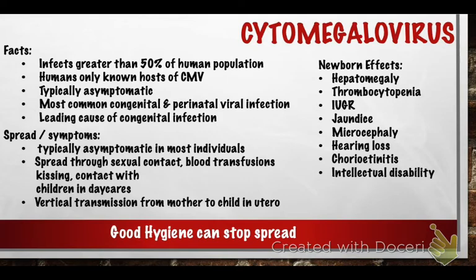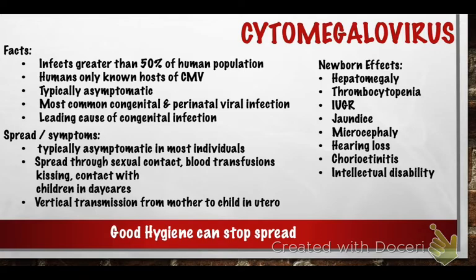Pregnant women acquire active disease primarily from sexual contact, blood transfusion, kissing, and contact with children in daycare centers. It can also be spread through vertical transmission, from the mother to the child in utero, which causes congenital CMV. It could also be transmitted during birth or through breastfeeding. There are three time periods in which mother to child transmission can occur: in utero, during birth, and after birth.